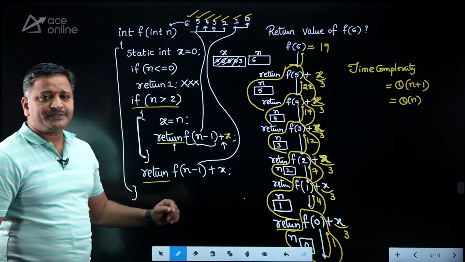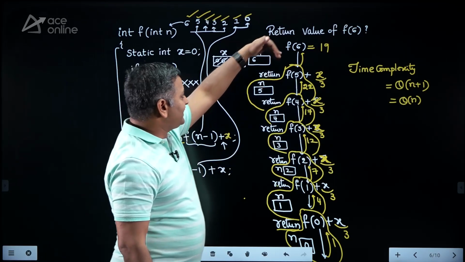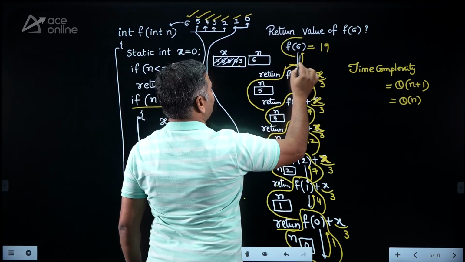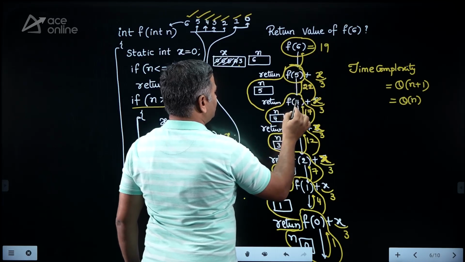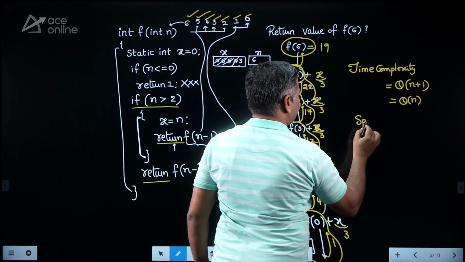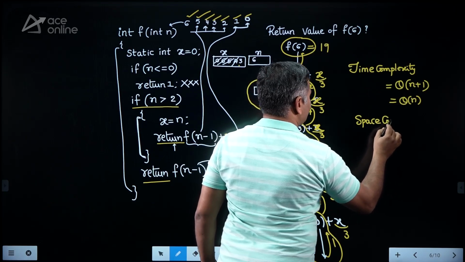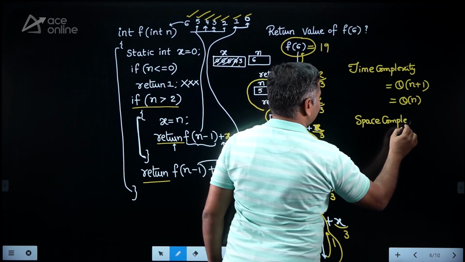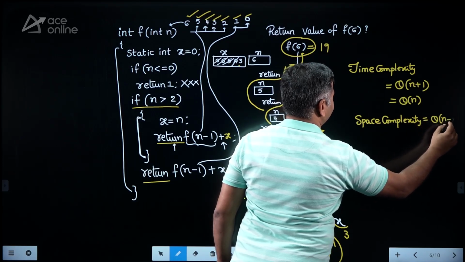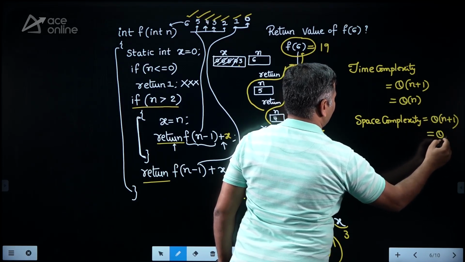Then what is the space complexity of this program? Space complexity is nothing but the recursive depth, right? How much depth is there? The first activation record, second, third, fourth, fifth, sixth, seventh. It is also theta of n plus 1. Space complexity is equal to theta of n plus 1, that equals theta of n.